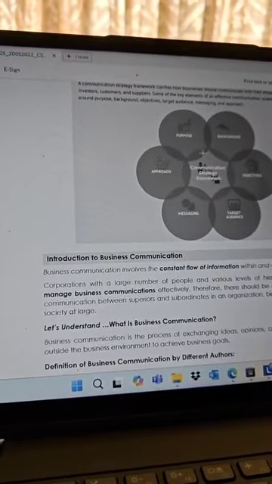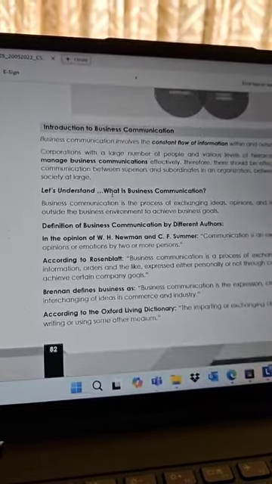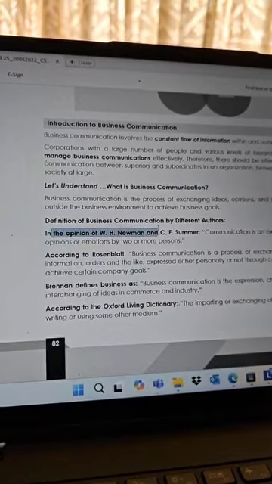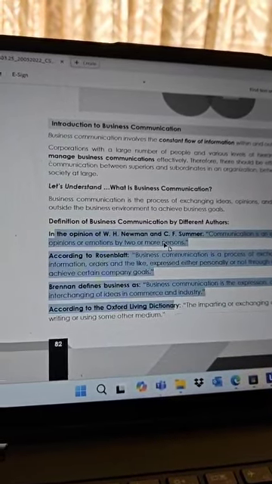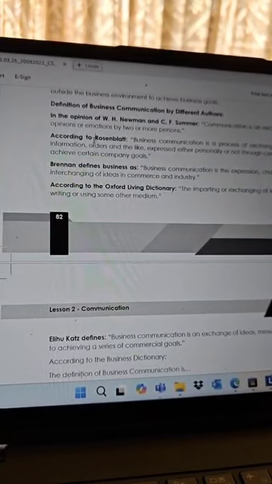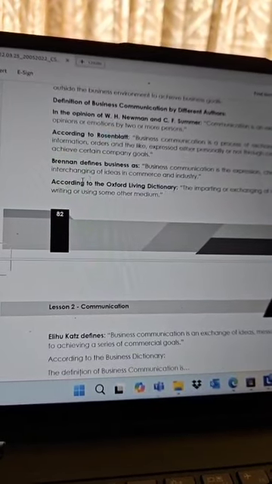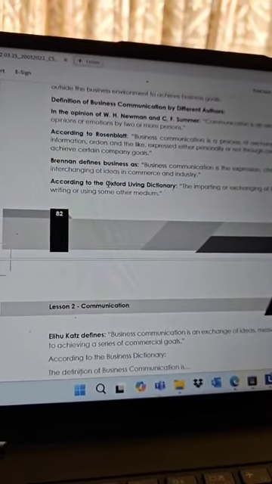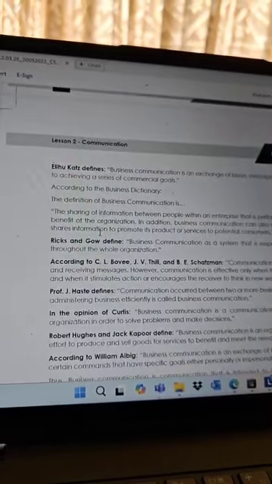We'll understand this one by one. Introduction to business communication. Again, there are some definitions given, so just give it a reading. Nothing to learn, but just know what were the words of Rosenblatt, and how it is defined in the Oxford Dictionary. Just know the basics.